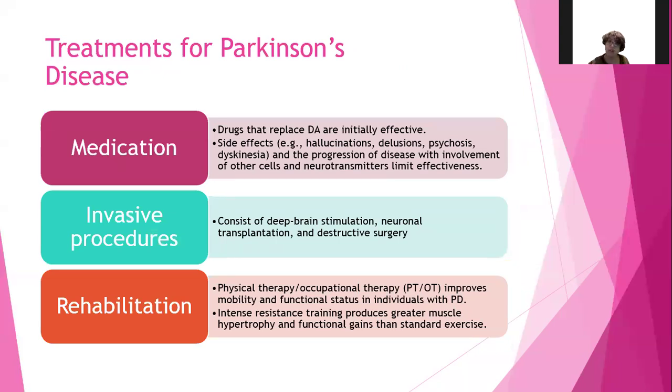Classic idiopathic Parkinson's is treated with medication. Drugs that replace dopamine are initially effective, like carbidopa, levodopa, or Sinemet, which is the main drug that is usually first tried. Side effects, especially with long-term use, can be hallucinations, delusions, psychosis, and dyskinesia, which is uncontrolled movements. And the progression of the disease with involvement of other cells and neurotransmitters limits the effectiveness of the medications.